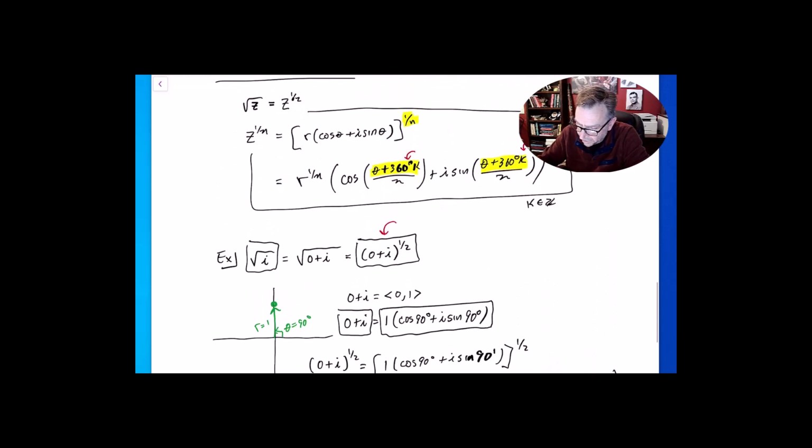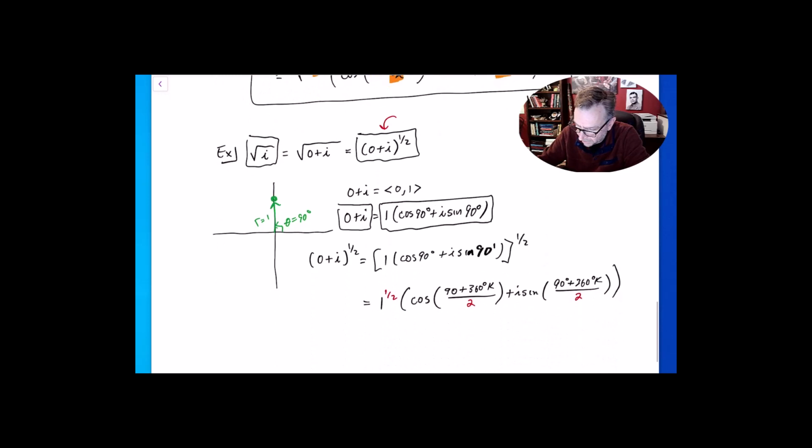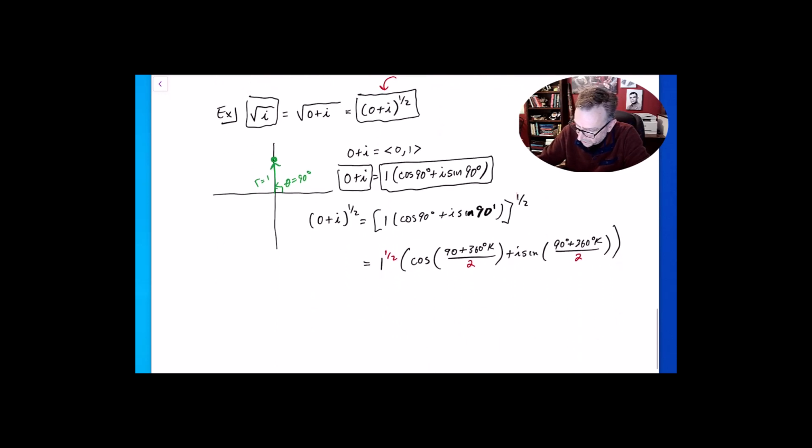So let's go back over here. Notice, let me change this to orange. All right, so notice when we had the power there, 1/n, we raise the radius to 1/n, and then we divide by n. So that's what I did here. We have a power of 1/2, so we raised the radius to 1/2, and we divided by 2. Awesome. Okay, so 1 to the 1/2 power, same thing as square root of 1.